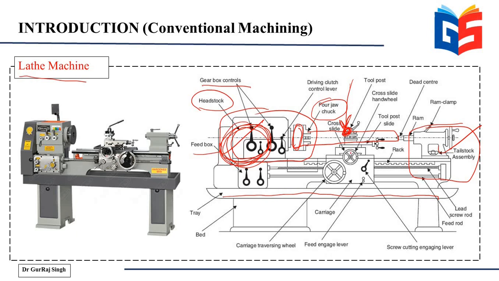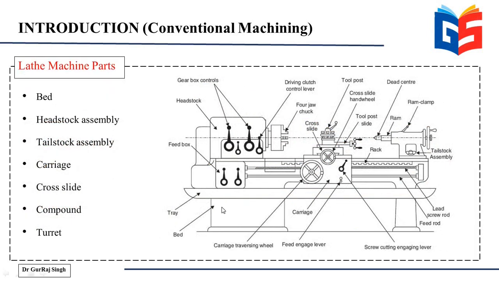This is where the tool is going to be held, and these controls are going to control the movement of the tool. So you can move the tool in X, Y or Z axis. All that is going to be controlled by these components. Alright.